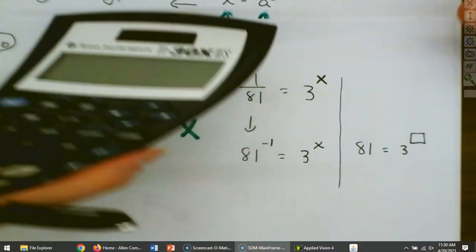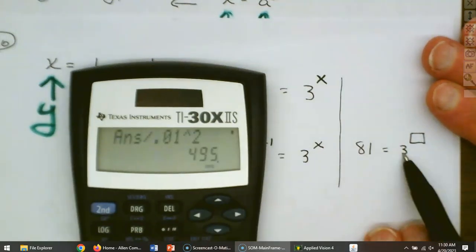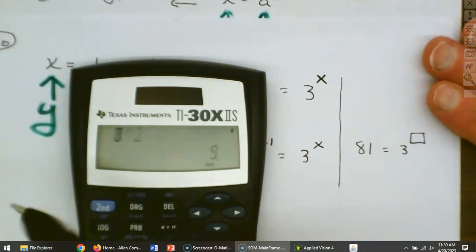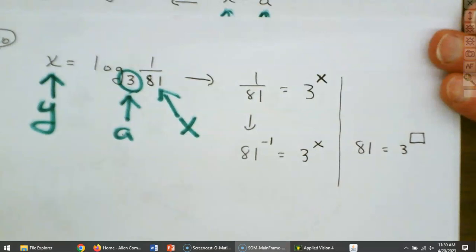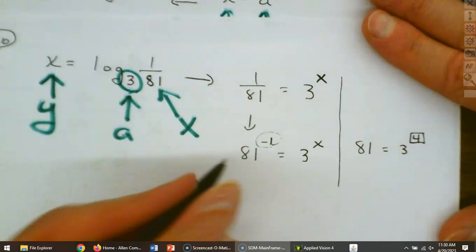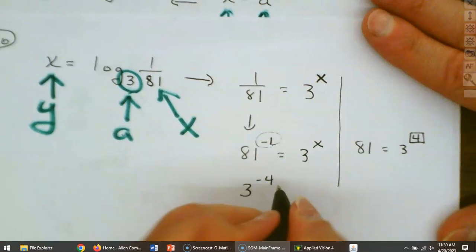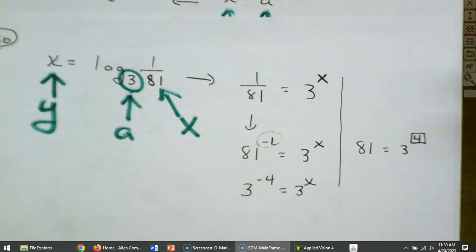Let's try it. We can just try it until we find it, but it's going to equal 3 to some power. 3 squared is what? No, it doesn't work. 3 cubed, 27. But what about 3 to the 4th power? That's 81, isn't it? So what does that now become? 3 to the 4th is 81. This is negative, so we keep it negative. So that tells us now that 3 to the negative 4th power equals 3 to the x power.